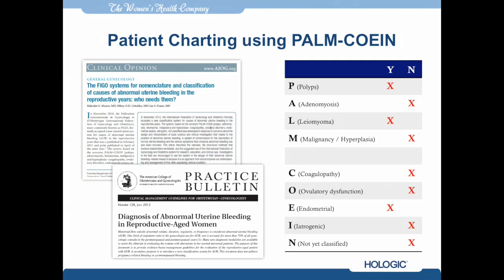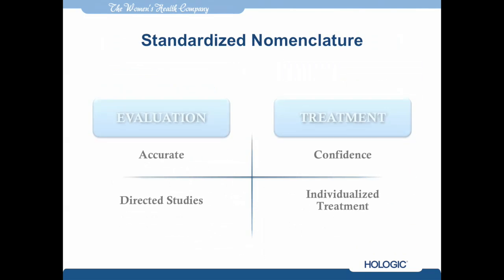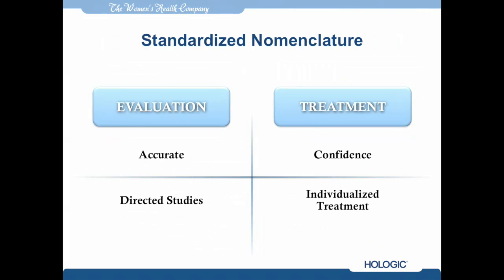using this new nomenclature. The PALM-COEIN classification system furthers the need for directed diagnosis that identifies the underlying abnormalities responsible for your patient's abnormal uterine bleeding. As a physician, you'll feel more confident in your treatment decision, and this will allow for more targeted therapy and ultimately better outcomes.